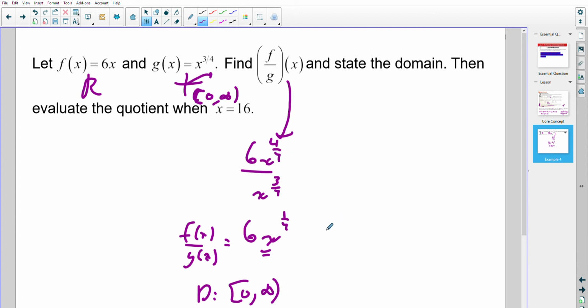Then evaluate the quotient. So I'm basically looking at substituting 16 in. So it's 16 to the power of 1/4, which is 2, and 6 times 2 is 12.